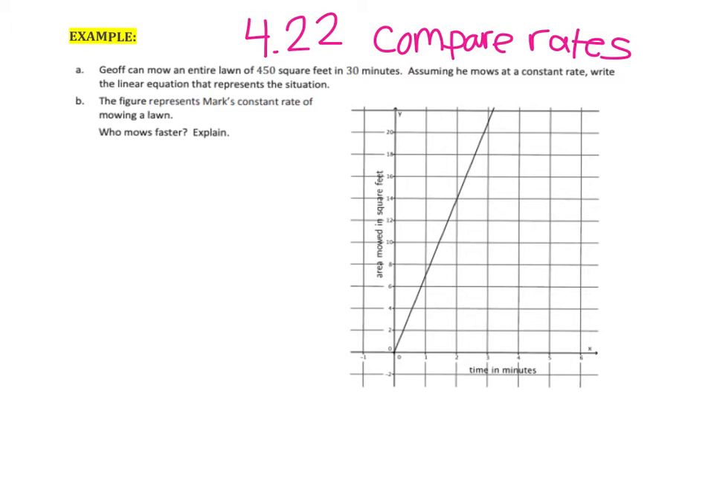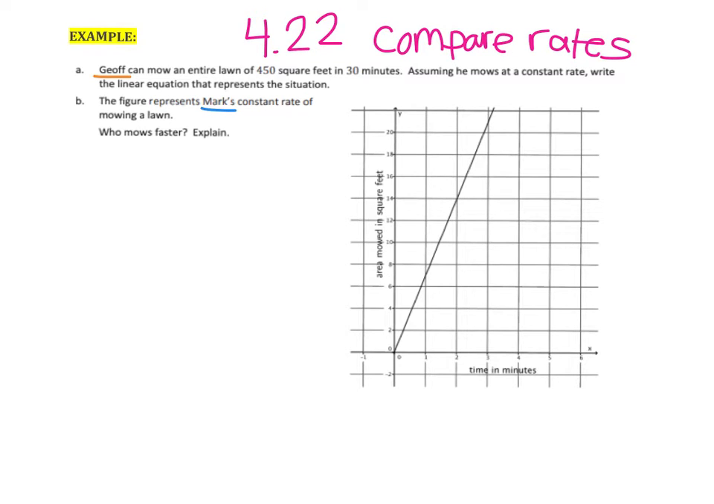So we have two things happening here in this question. This should be expected because in 8th grade, when we compare rates, they're going to be formatted differently. So we have two people. We have Jeff and we have Mark. So let's read about Jeff first.